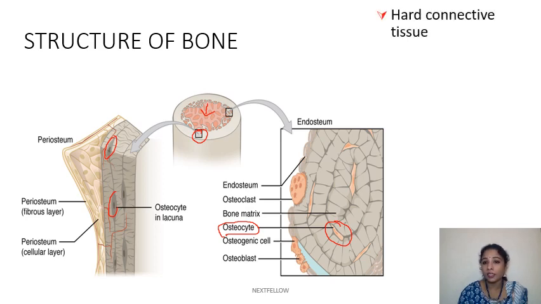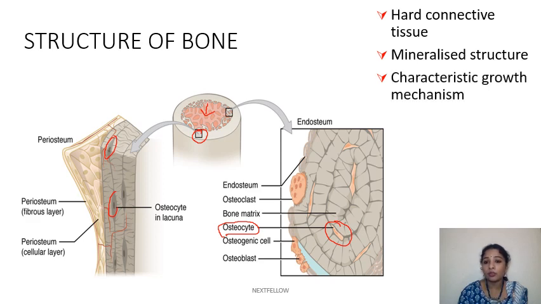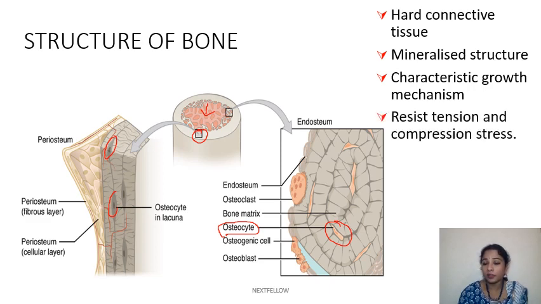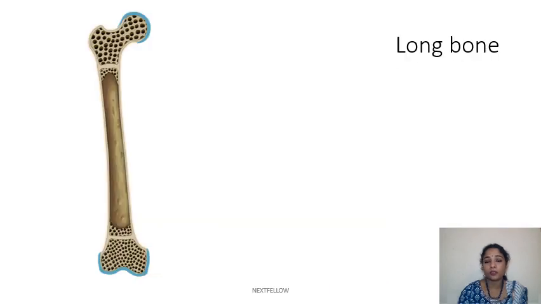So it is a hard connective tissue, a modified connective tissue, it is mineralized, calcified, containing calcium, phosphorus and other minerals, and it also has a characteristic growth mechanism and resists tension and compression stress. So that was about the features of a normal bone. We shall discuss the long bone in detail.